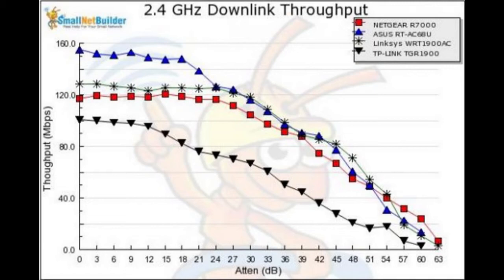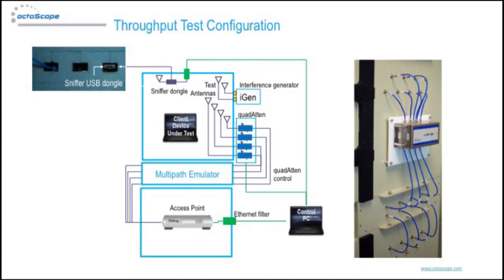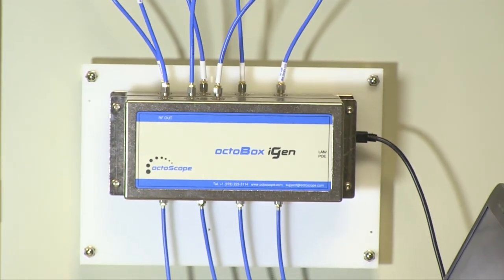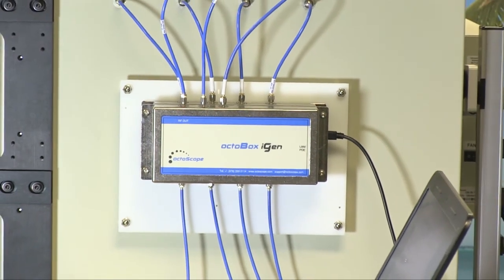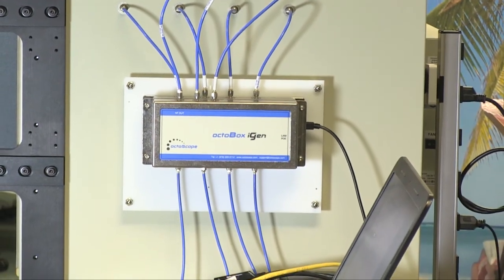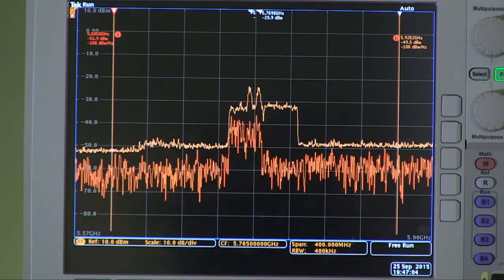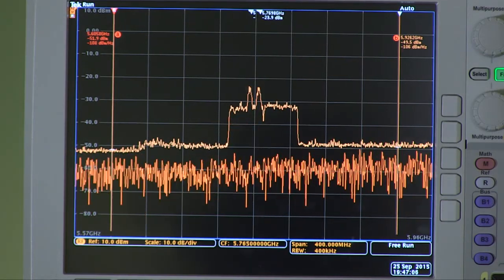Smallnetbuilder.com publishes comparative functional and performance data for many current access points. This is made possible by the most consistent and repeatable testbed available, octoScope's octoBox testbed. octoBox has many useful building blocks. For example, iGen is an interference generator useful for both free space and isolated testing and mounts easily on the octoBox as shown. iGen can generate a wide variety of interference during a test.